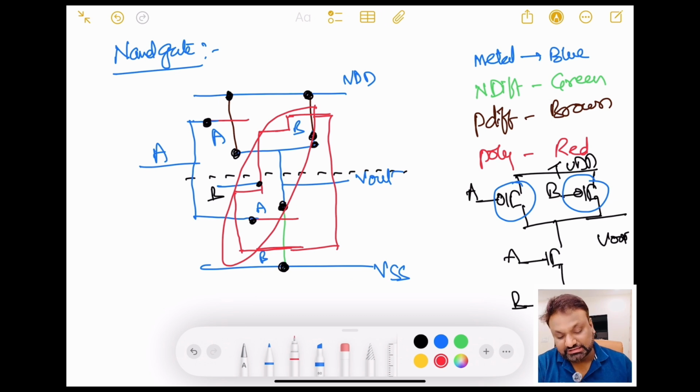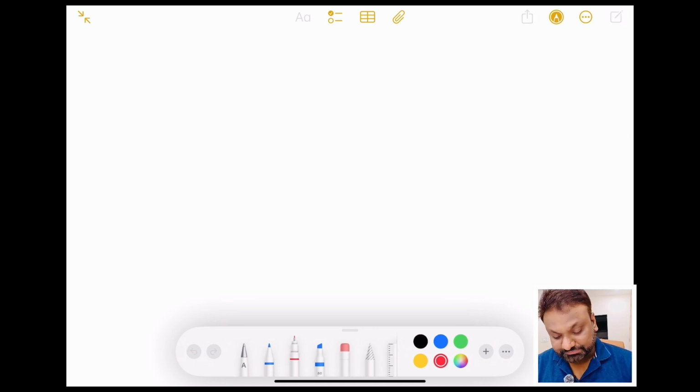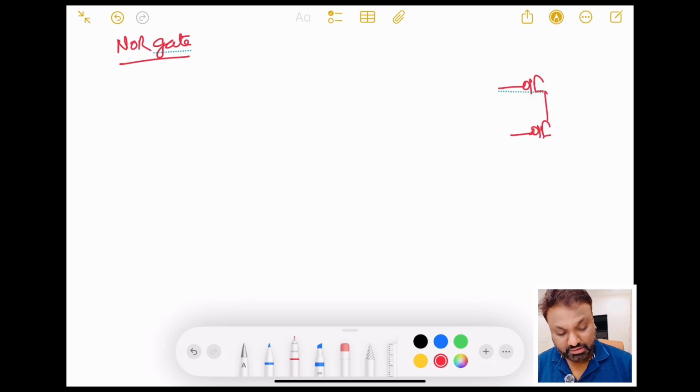Okay, so that is the concept of the stick diagram and the implementation of the NAND gate using stick diagram. Next we'll see implementation of the stick diagram for NOR gate. Okay, for a NOR gate. So what is a NOR gate? My PMOS transistors are connected in series, NMOS transistors are connected in parallel.